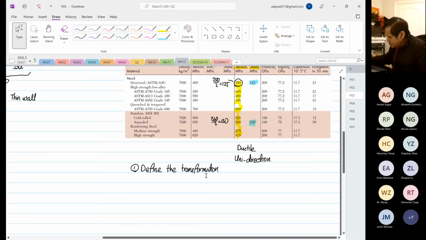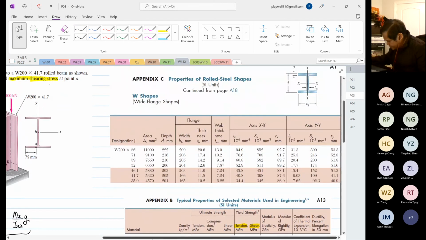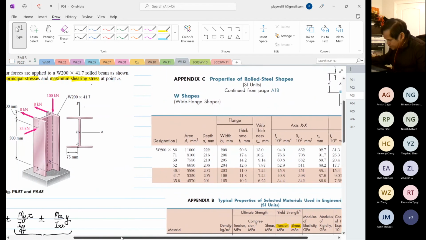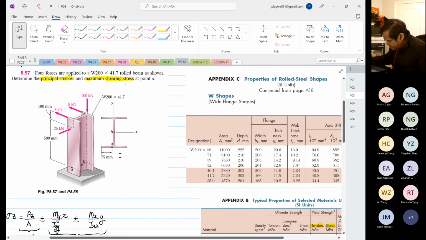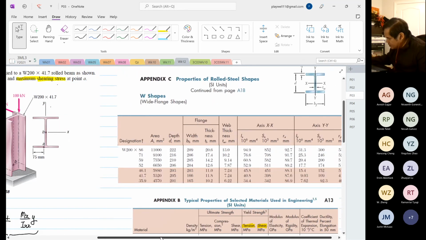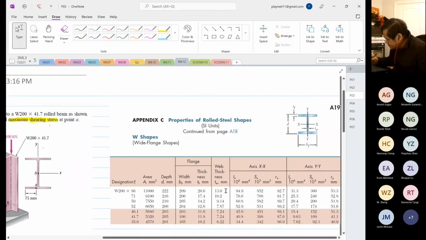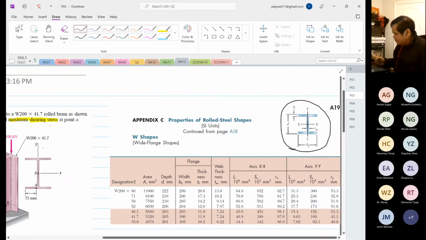Okay, so that is how to define the transformation. The book has already done it for us. They call this X and they call this Y. If it's not given, the best thing to do is to follow this.